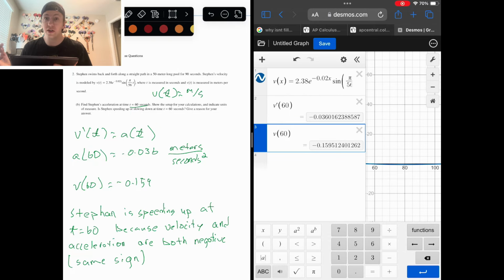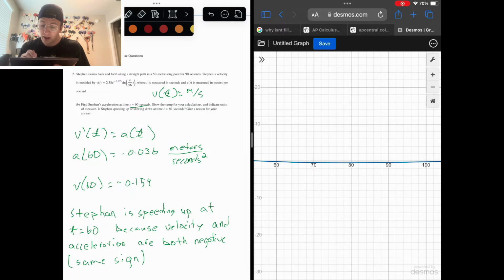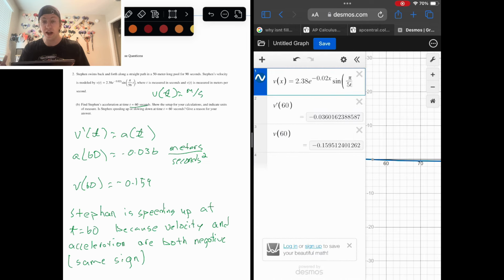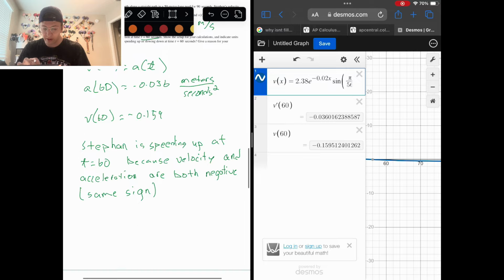Another way that you can justify it is saying, hey, at 60, what's happening? Our function, our velocity, is moving away from the x-axis. That's another way that some people do say that it is speeding up, but I recommend this way. It's a lot easier, a lot cleaner to say, and a lot cleaner to explain yourself on this AP test. All right, let's go do part C.